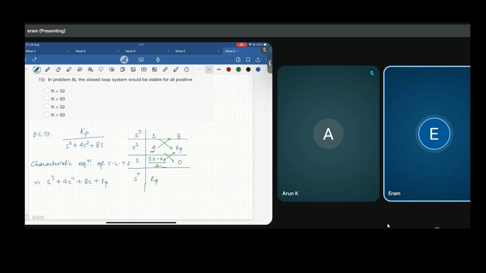Now as per Routh array, all the poles will lie on LHP if there are no sign changes. So there are no sign changes here, and in order to ensure there are no sign changes in this step, we need to ensure 32 minus kp by 4 is greater than 0, and further also for no sign change in this step, kp should be greater than 0 also. So from these two conditions, please find out the range of k or kp for the closed loop stability.